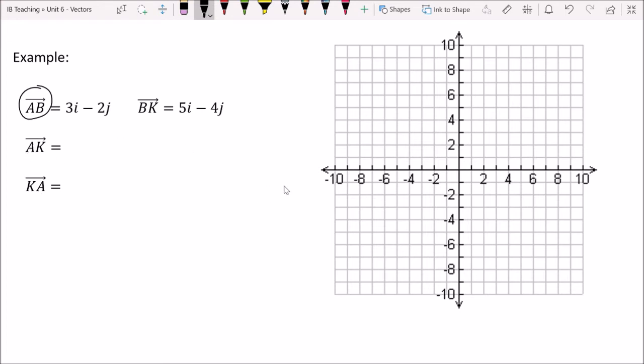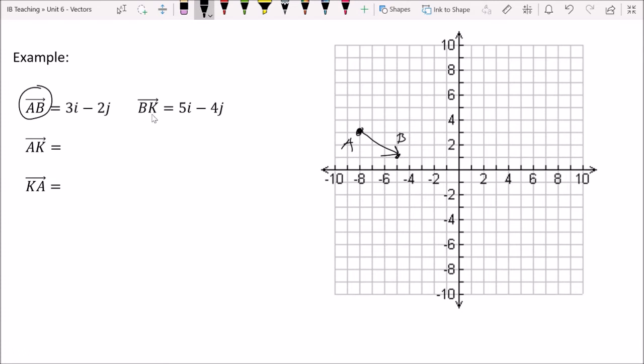So what I think might be helpful is if we try to sketch this. So again, I'm just going to pick a spot on the graph. It does not matter where I start. I'm going to try to sketch AB, which means I've just written down point A. So now I'm going to try to find point B. 3 to the right, down 2. 1, 2, 3, down 2. That must be point B.